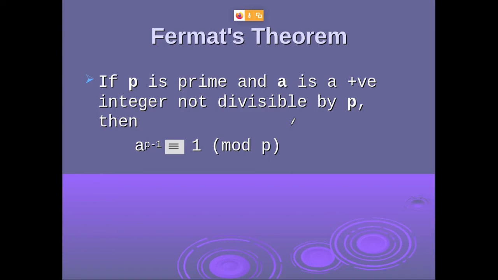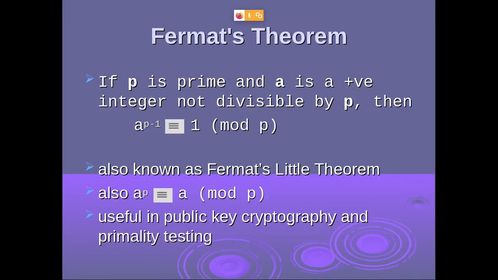Then next is, what is the use of this? We can perform some computations easily by using this Fermat's theorem. This is also known as Fermat's little theorem. Similarly, if we multiply both sides with a, we will get another relation: a to the power p is congruent to a mod p. So this is about Fermat's theorem. We can consider some examples and then the proof for Fermat's theorem.